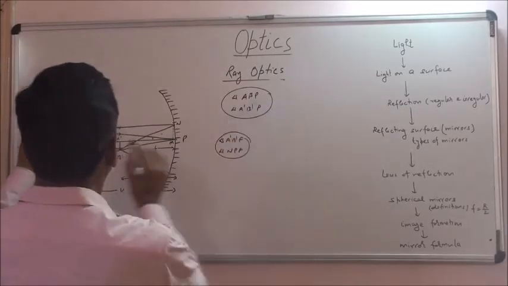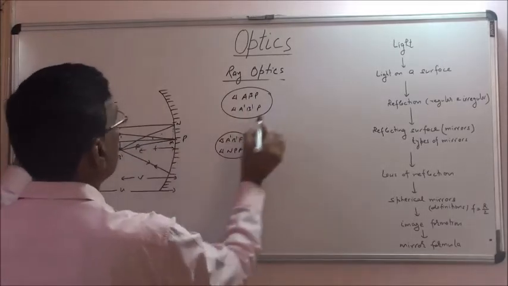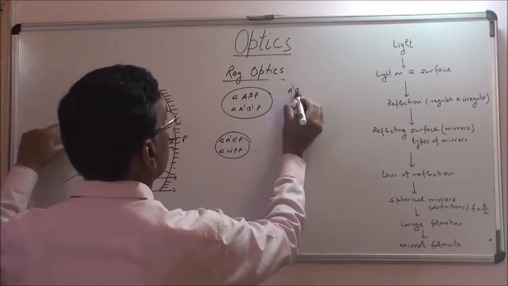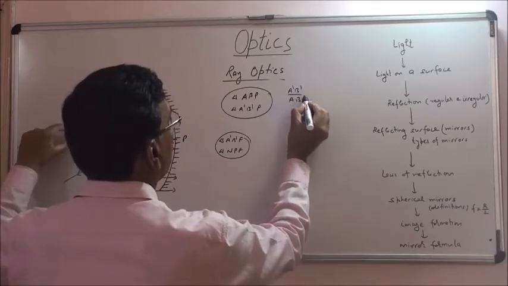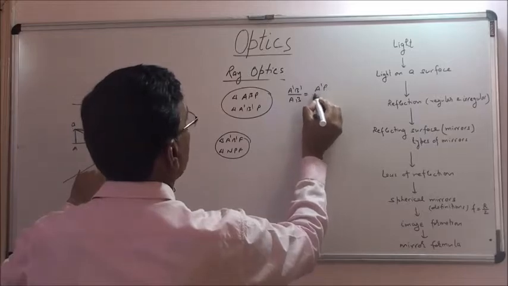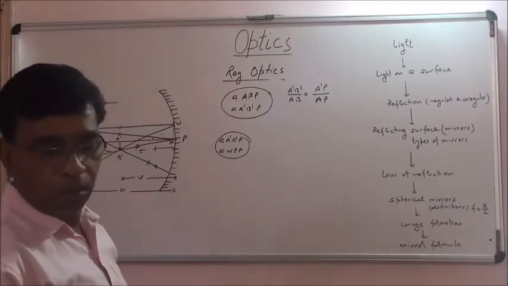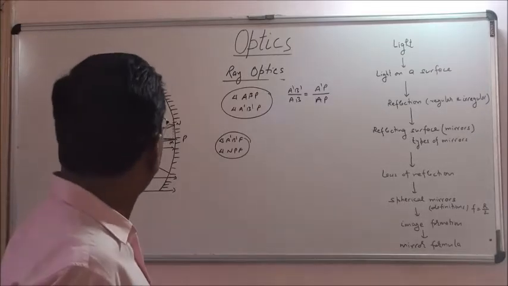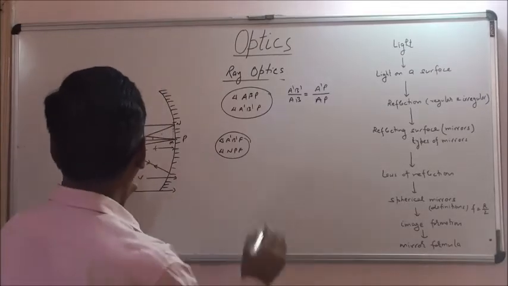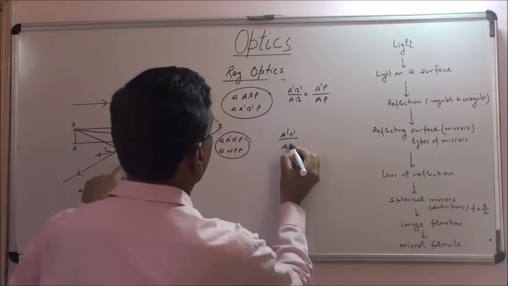First for this, ABP, this bigger triangle, and A dash, B dash, P is this one. So A dash, B dash upon AB is equal to A dash P upon AP. Okay? And in the same way for this, A dash, B dash upon AB.